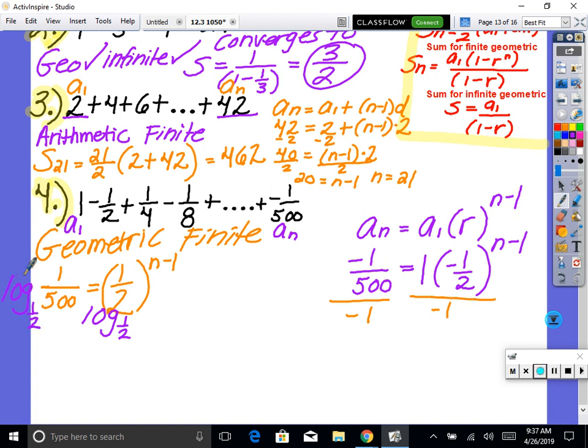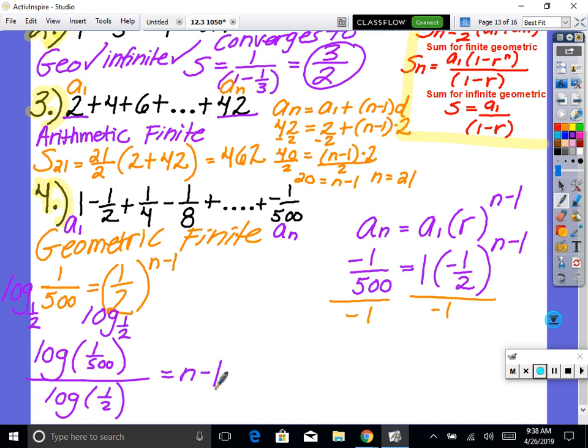Now this takes the change of base formula. So we have log of 1 over 500 divided by log of 1/2. We just did the change of base formula because how else can we calculate that? And that's equal to n minus 1. So now type into your calculator log of 1 over 500 divided by log of a half. These will always come out to be perfect whole numbers. This is an nth term we're trying to find. So type that in for me. What does this calculate to be?